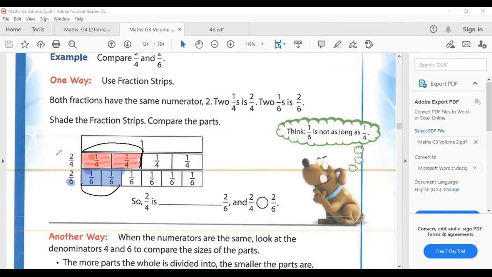So 2 over 4 will be greater than 2 over 6. So if you have the same numerators, the same numbers up, look to the denominator. The less denominator is the greater fraction. Less denominator is 4, so the greater fraction is 2 over 4.